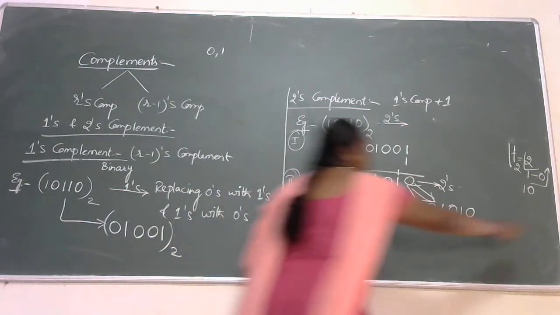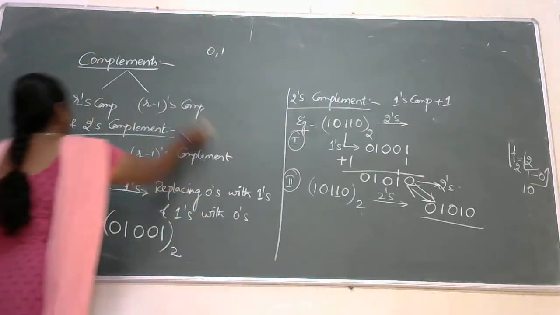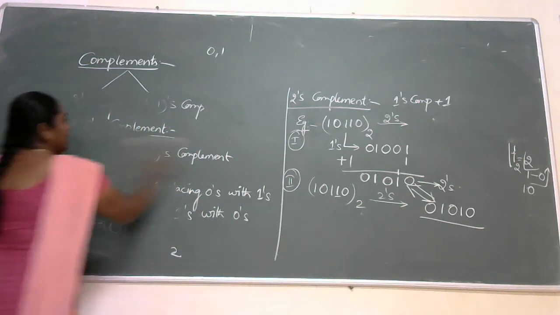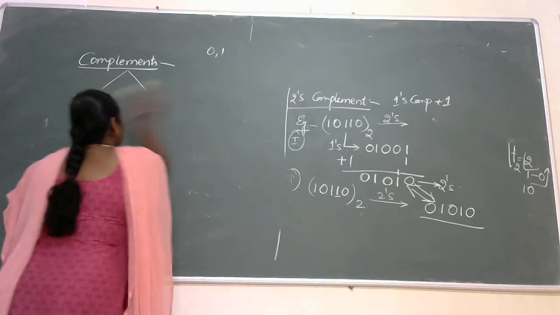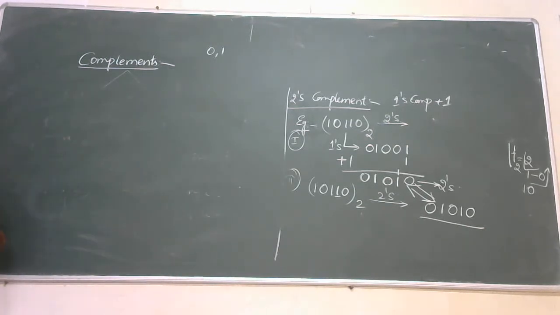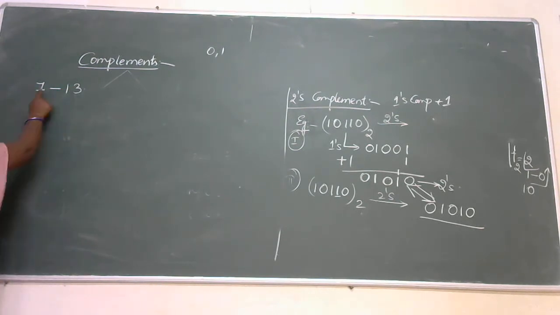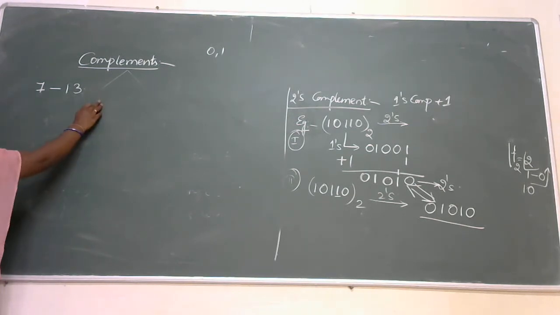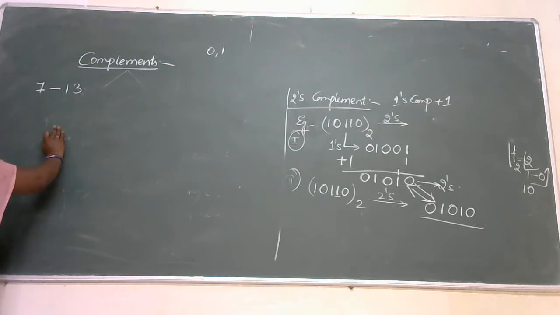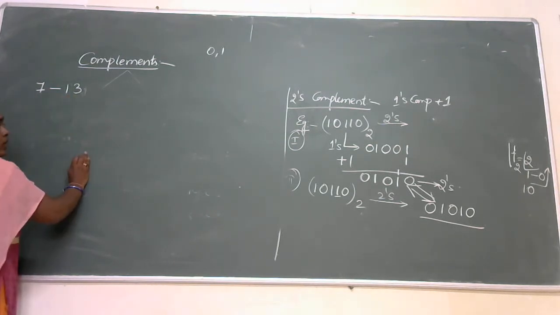Coming to the application of 1's complement and 2's complement in systems, that is in a computer. Let me take, I want to perform 7 minus 13. Here I need to perform a subtraction operation, but the system will not be able to know which is the highest number and which is the smallest number, and that the given sign is negative. So before performing this we need to understand a concept.